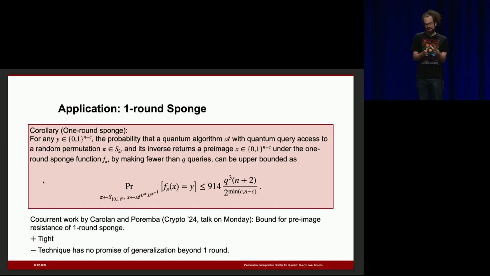This generic technique does not give us a tight bound, as opposed to the concurrent work by Carolyn and Peremba that Joe talked about on Monday. But as I mentioned in the beginning, this is really supposed to be a proof of concept result that shows that permutation superposition oracles can be useful for bounding the success probability of query algorithms for search problems.